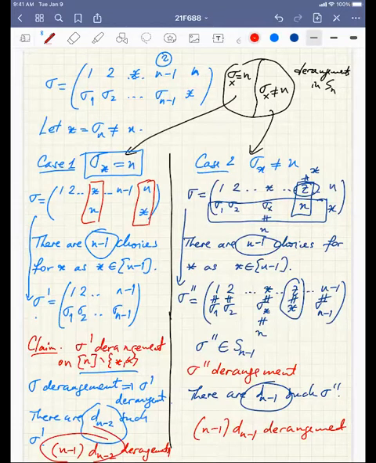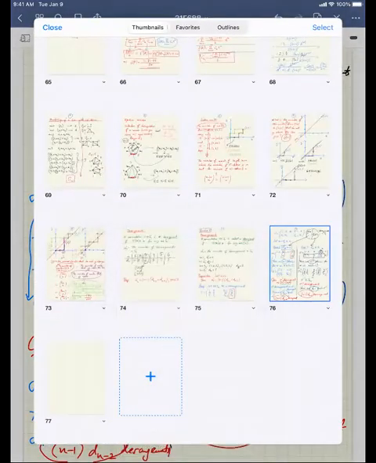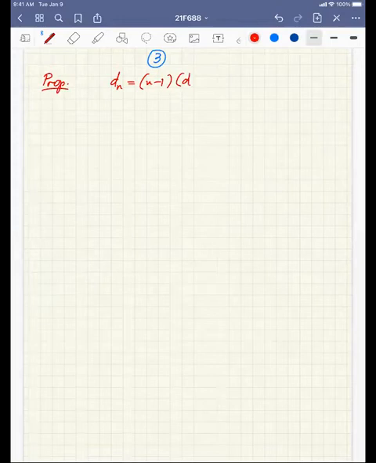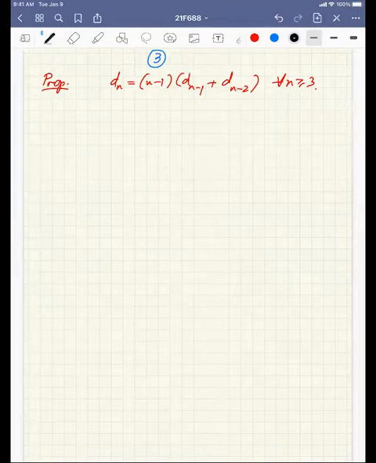So if we add up the count from the first case with the count from the second case, that should be the total number of derangements in S_n. So the proposition that we just proved is that d_n equals (n-1) times (d_{n-1} plus d_{n-2}) for any n greater or equal to 3. Okay. Now we can use this to extend our computation of d_n.